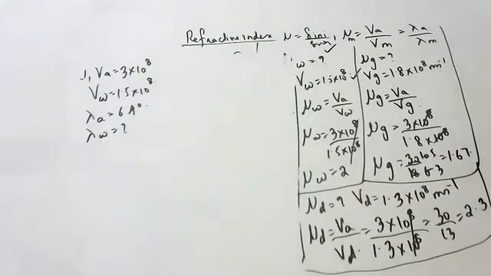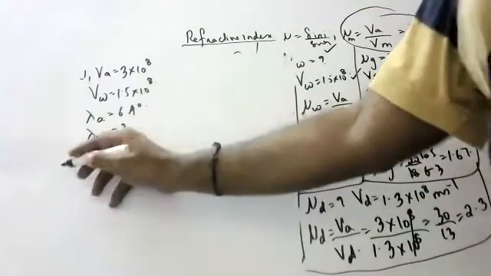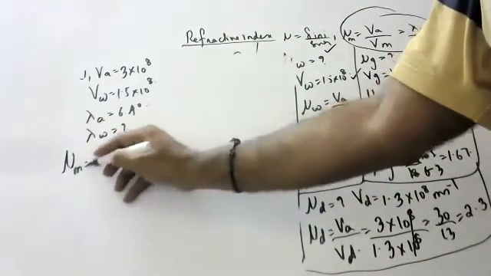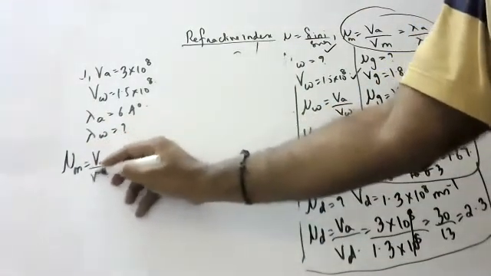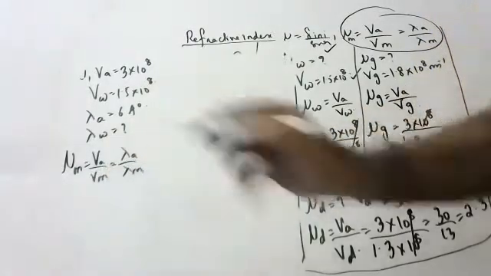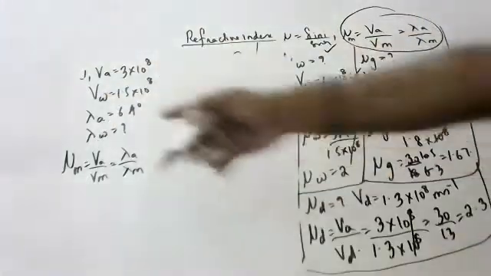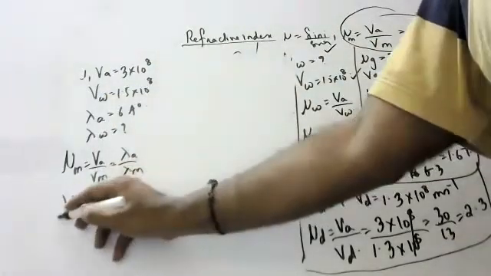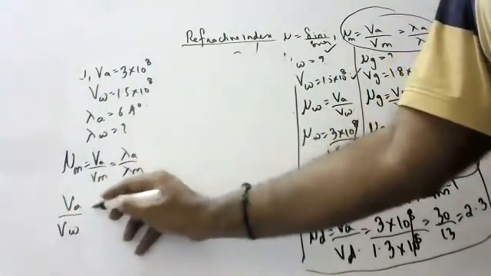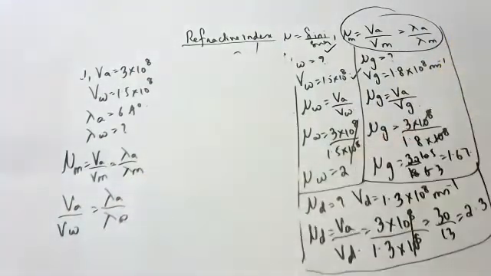So already here I have given one relation. What is that relation? Refractive index of medium is velocity of light in air by velocity of light in medium, or wavelength of light in air by wavelength of light in medium. Since I spoke about air and water, velocity of light in air by velocity of light in water is equal to wavelength of light in air by wavelength of light in water.